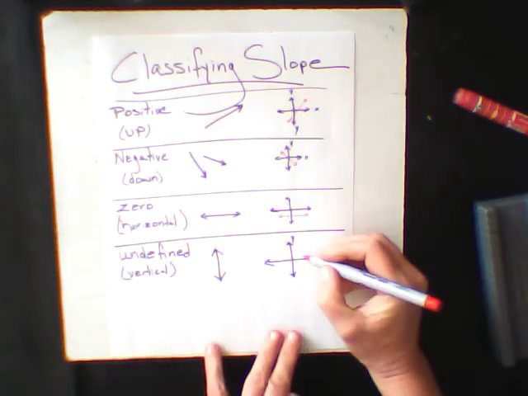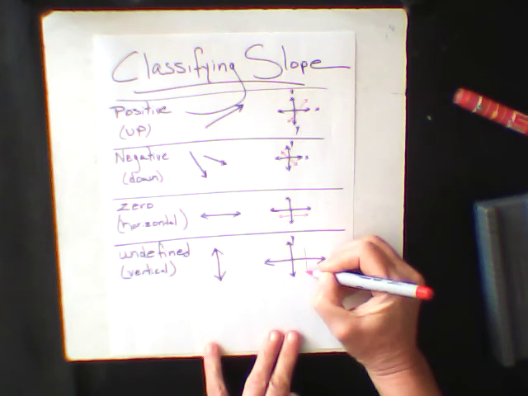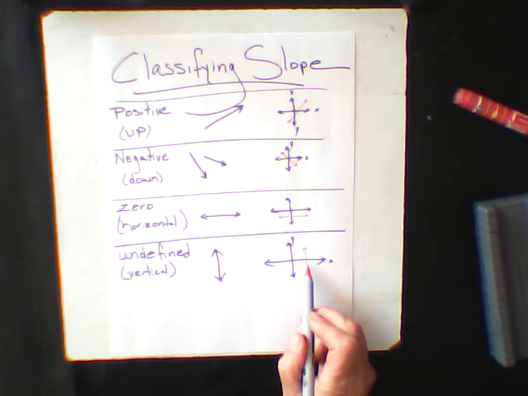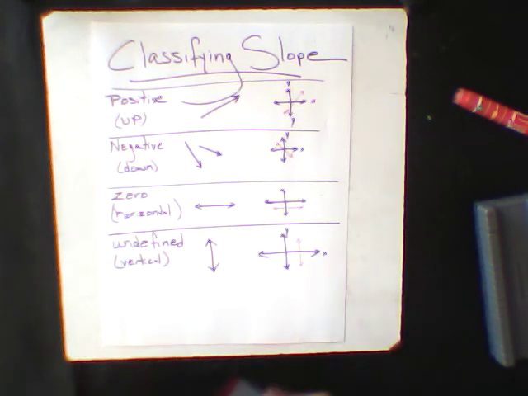Here's an example of an undefined slope, or a line with an undefined slope. Could be to the right of the y-axis, could be to the left, it matters not. That is an undefined slope.